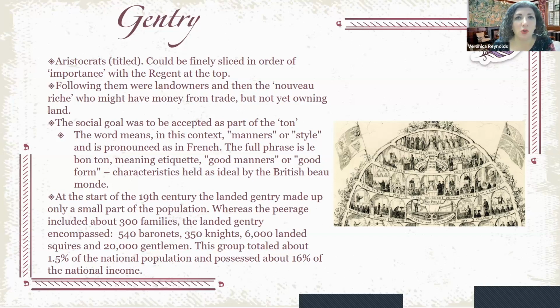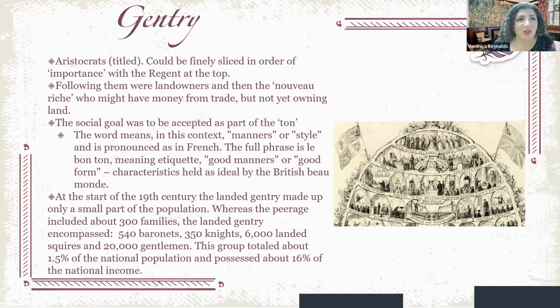The social goal, and it's mentioned a lot in Austen's books, is to become accepted as part of the ton. The word in this context means manners or style, and it's pronounced as in French. The full phrase is le bon ton, meaning etiquette, good manners, good form, characteristics that were held as the ideal by the British bon monde. Even though they were at war with France, they still liked using fancy French words to describe things.